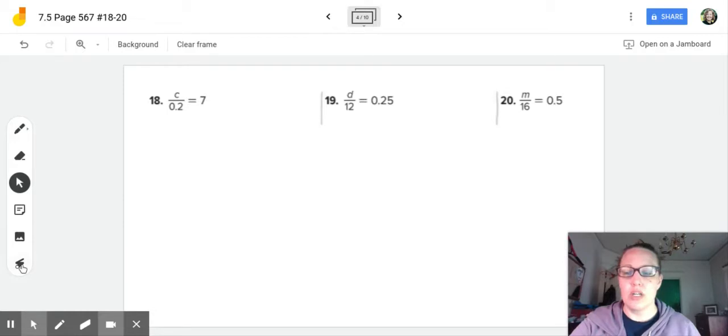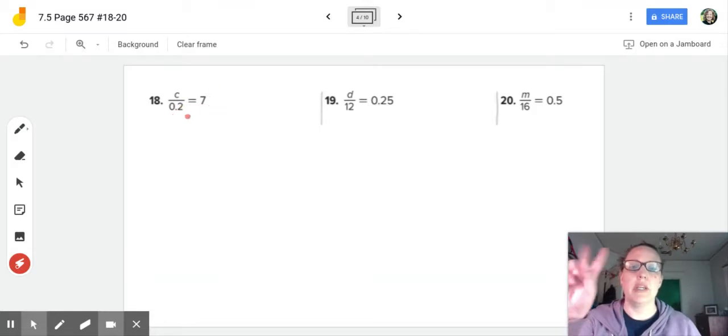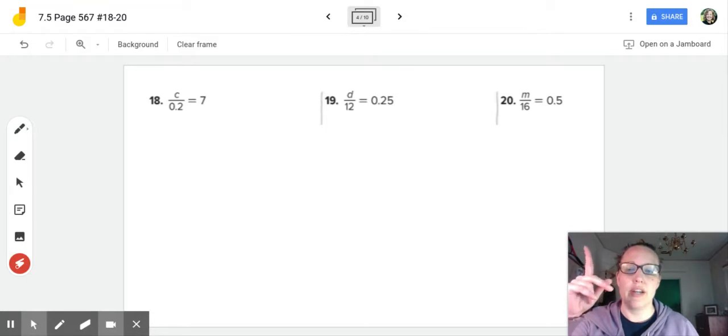So remember, we're going to use our inverse operations to solve for the variable. But we got to look at what this is actually saying. This is saying something divided by 2/10 is 7. And we know we can switch that around, and we need to undo division with multiplication. So we say this: 2/10 of 7 is C. "Of" means multiply.